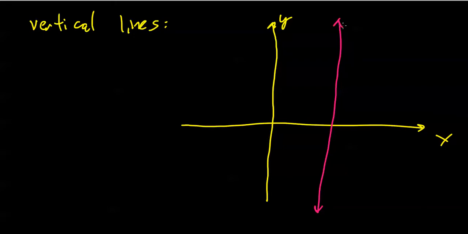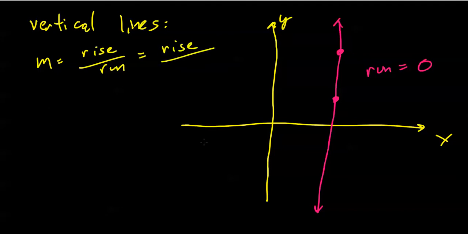Alright, what happens in a vertical line? Well, there is no run. Between any 2 points on the line, the run will equal 0. Right? My slope, recall, is defined as rise over run. And in a vertical line, it really doesn't matter what my rise is between any 2 points. The run will always be 0, and division by 0 is undefined.